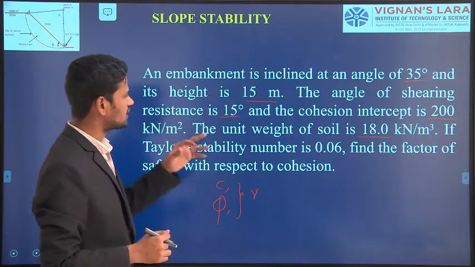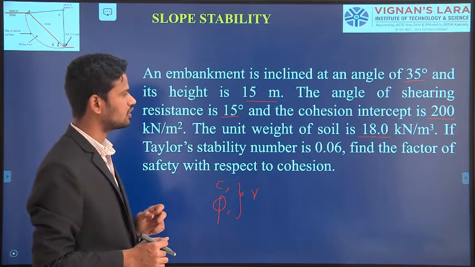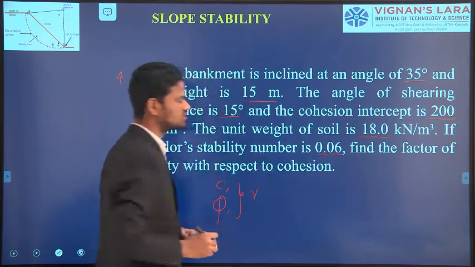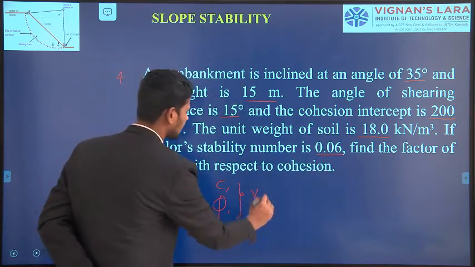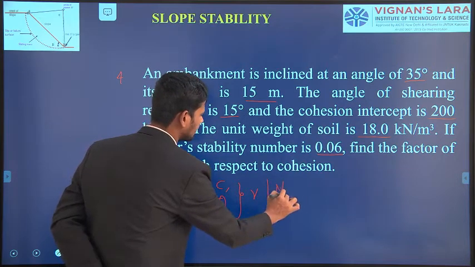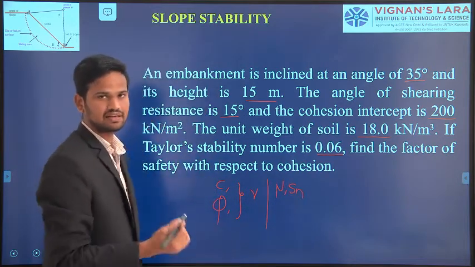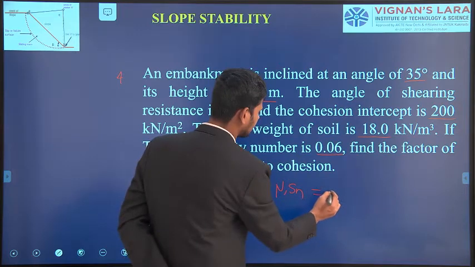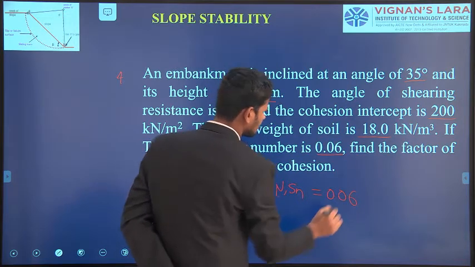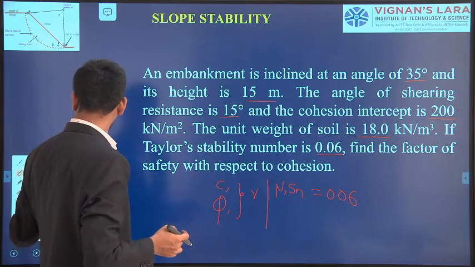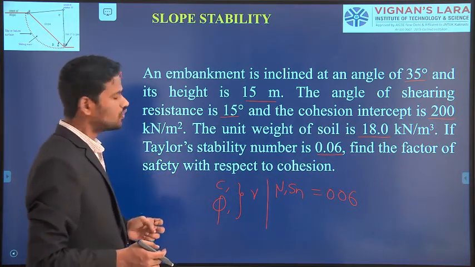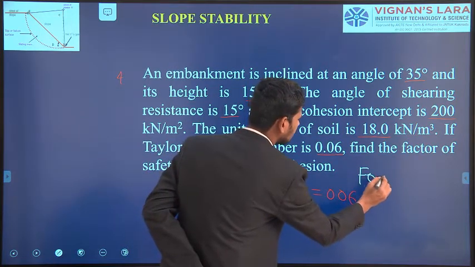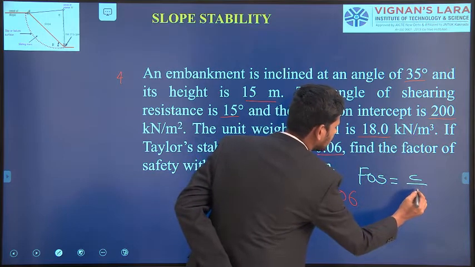And if you see here, the unit weight of the soil given in the problem itself is 18 kilonewton per meter cube. If the Taylor stability number is 0.06, Taylor stability number we have already discussed. It is represented by N or Sn. In some textbooks they give it as N, and in others they represent it as Sn. The stability number is given as 0.06. And again, what they are asking is to find the factor of safety of the soil mass with respect to cohesion.